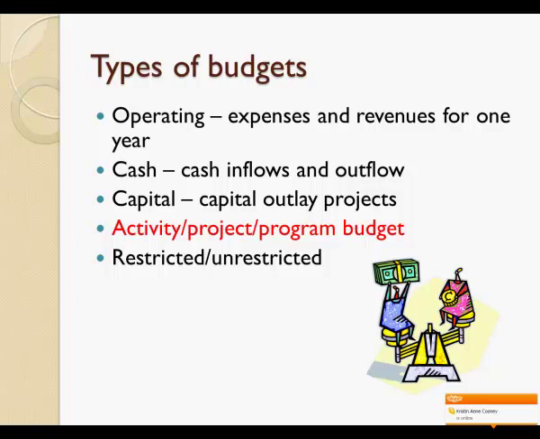And finally, budgets can be either restricted or unrestricted. Most donors, especially donors like USAID, all their budgets are restricted. That means that you can only use the money for things that you directly specify in the budget. Sometimes organizations will get unrestricted money which they can program in any way that they choose.